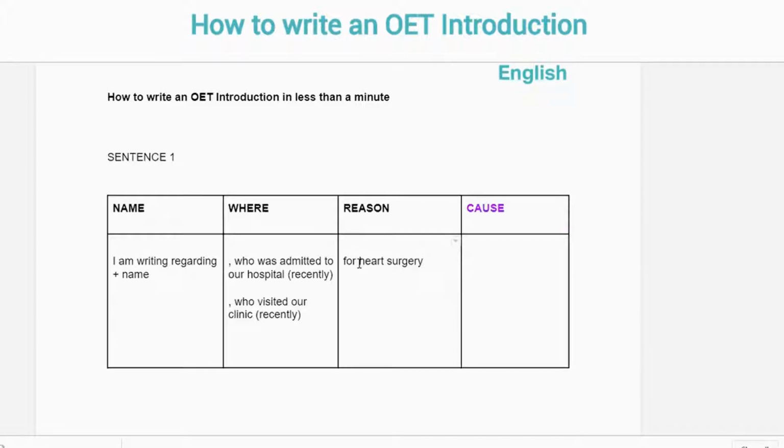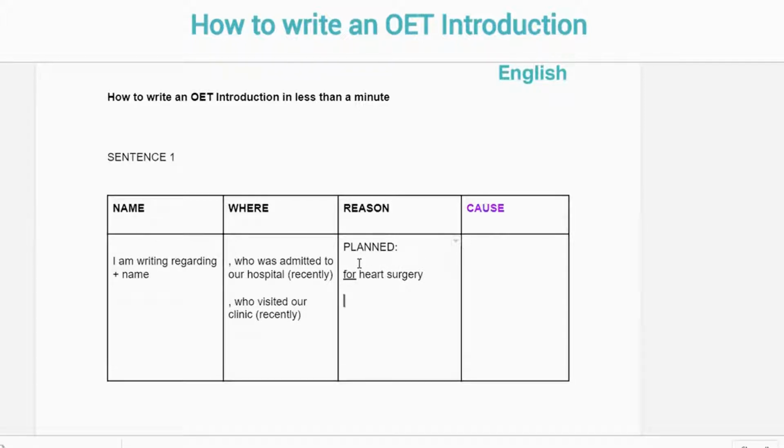Now, you're saying, I'm writing regarding blah, blah, blah, who was admitted to a hospital for heart surgery. Now, we say for only when it's planned, interestingly, right? So this is for planned reasons. So I could say for heart surgery. I could say for a checkup, right? It's only things that are planned.